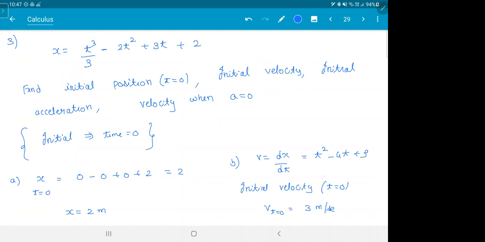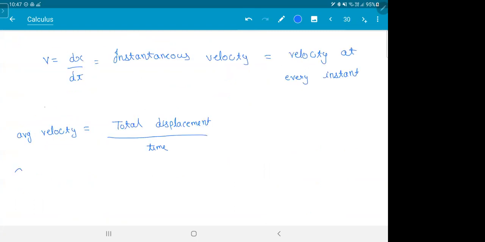For example, see, if I put t is equal to 0, I got 3. Put t is equal to 1, what do I get? 0. Matlab, in 1 second, your speed became 0. Then again speed increased, again speed decreased. Anything could have happened. So the point is, average speed and instantaneous speed are different.